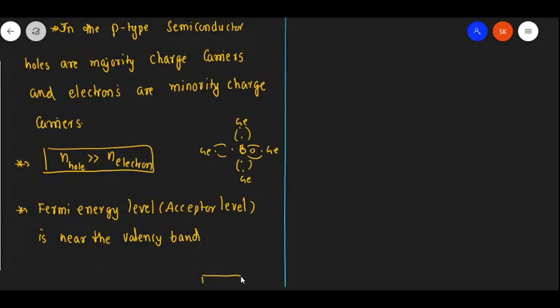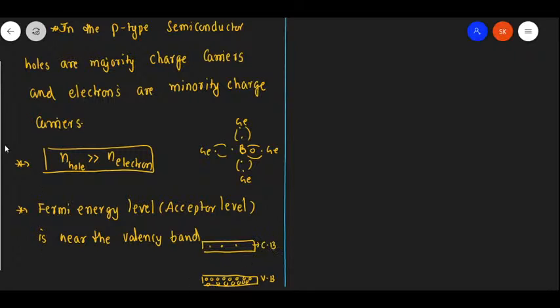Why is it near the valency band? Because you see, holes are the more number. Holes are the majority charge carriers. This is the valency band. In the valency band, more holes are there, but in the conduction band, fewer electrons are there, because electrons are minority and holes are majority. Right? This is the conduction band.